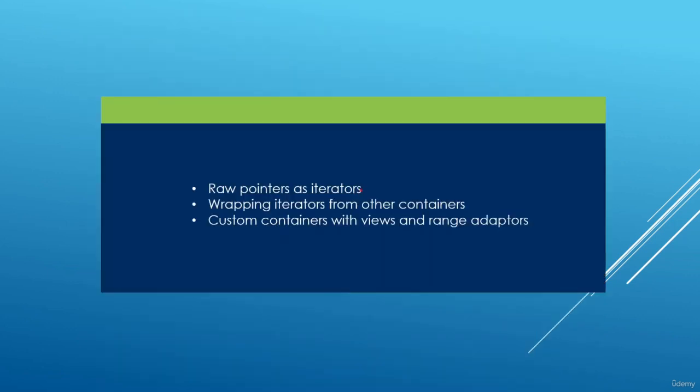And then we saw that we could use raw pointers as iterators. We had a chance to return pointers to our underlying box container array. And next we saw that we could wrap iterators returned by other containers to use them as our own iterators. We also had a chance to show that our box container had the ability to work with view and range adapters from the C++20 ranges library, and this was really cool.